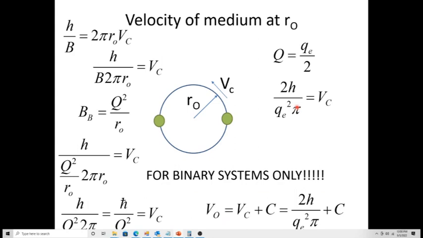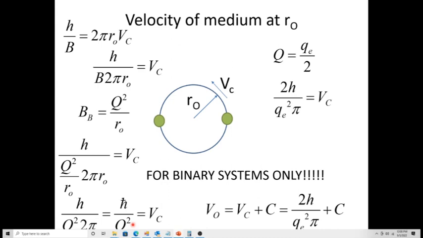So what is the velocity of the medium at the orbital radius? All we have to do is go through all this stuff, replace B with the inertia of a binary system, and plug everything together, and we're going to end up with this. So that's charge down here. You can't see it because of my bar. But this is pretonic charge squared over the reduced Planck constant. That is the velocity of circulation. That's what it reduces to.